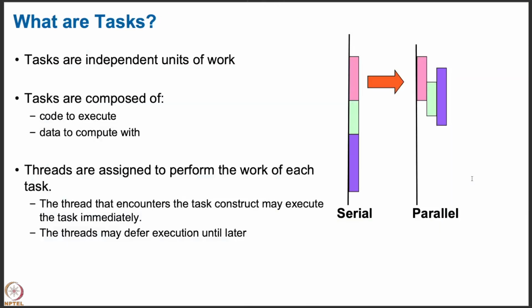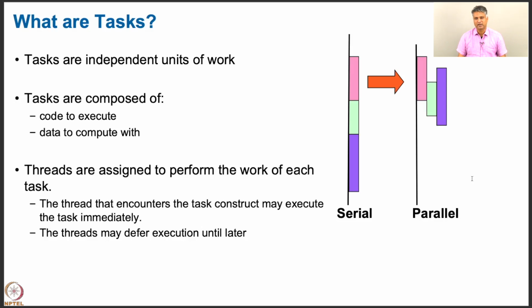Now, what we need to understand are tasks. Tasks are essentially independent units of work. Tasks can be composed of code to execute or the data to compute with. The size of each task might actually vary depending on the code that they are executing and also the nature of data that they are working with. What we are essentially doing is that threads are assigned to perform the work of each task.